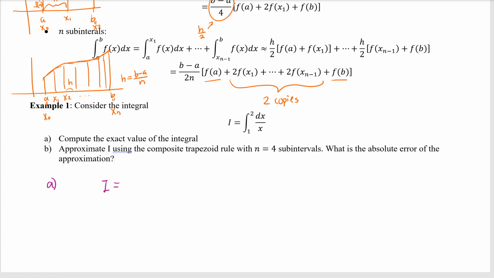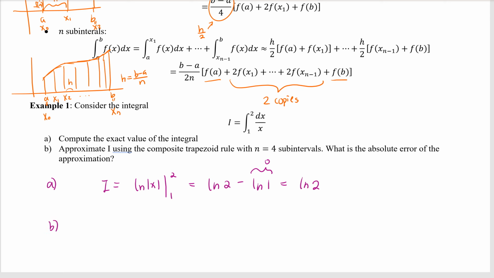So the integral of 1 over x is ln of the absolute value of x, evaluated from 1 to 2. So that means we plug in 2 first, minus we plug in 1. But ln of 1 is just 0. So the answer is ln of 2.